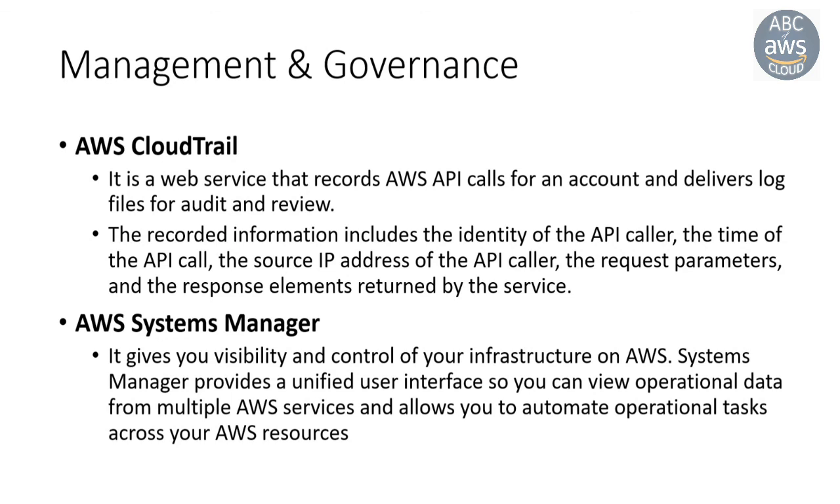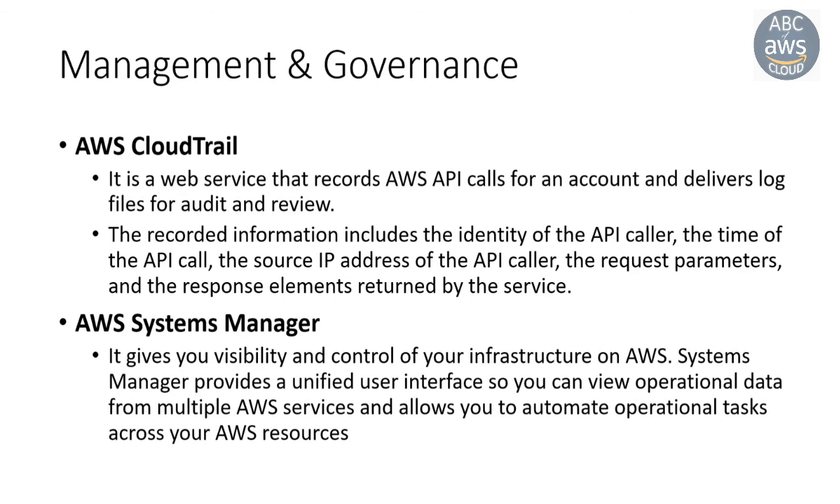AWS Systems Manager gives you visibility and control of your infrastructure on AWS. This is basically one service from where you can see your infrastructure. Suppose you have 100 EC2 instances, you can see the details here and manage them. Systems Manager provides a unified user interface, so you can view operational data from multiple AWS services and automate operational tasks across your AWS resources.